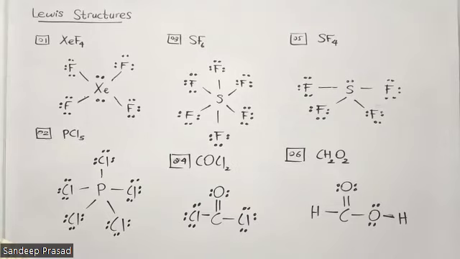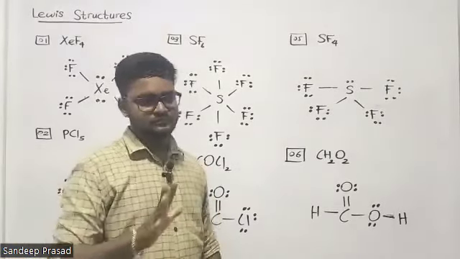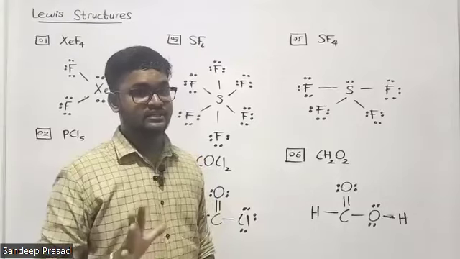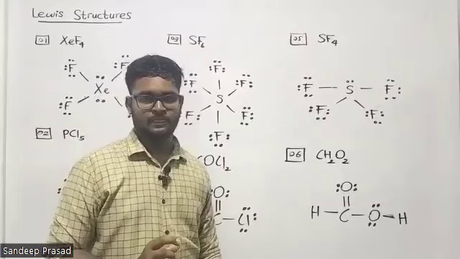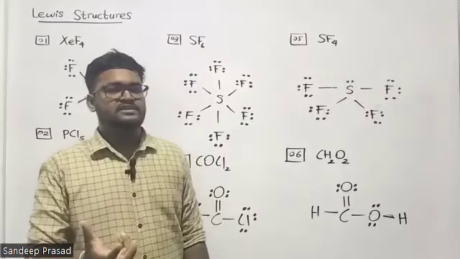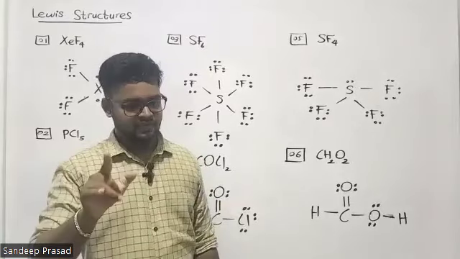Yeah, the octet can be exceeded, Hazika, but the valence shell electrons can't be exceeded. If it is exceeding, we have to put the charges, right? And the octet can be exceeded only for a few elements like sulfur, phosphorus, chlorine. Keep that in your mind.